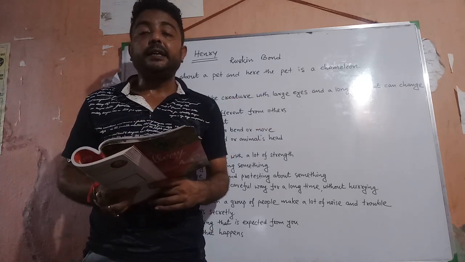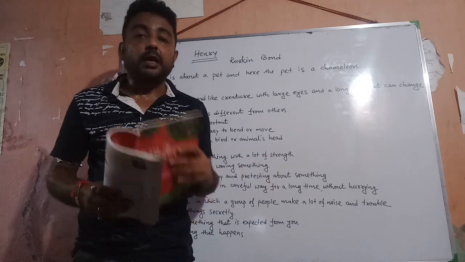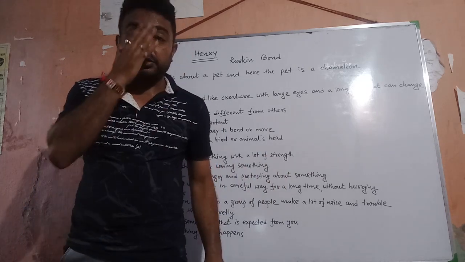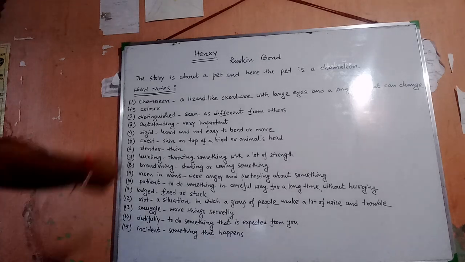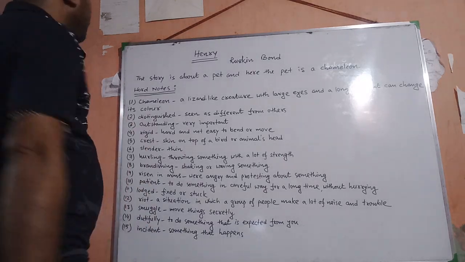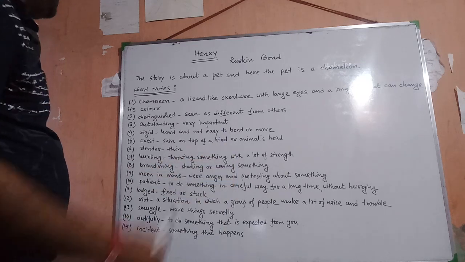So that is Henry, a story about a chameleon. Now we have to discuss the word list. Here are some important word notes. Number 1, chameleon. I told it earlier, but I repeat it once again.